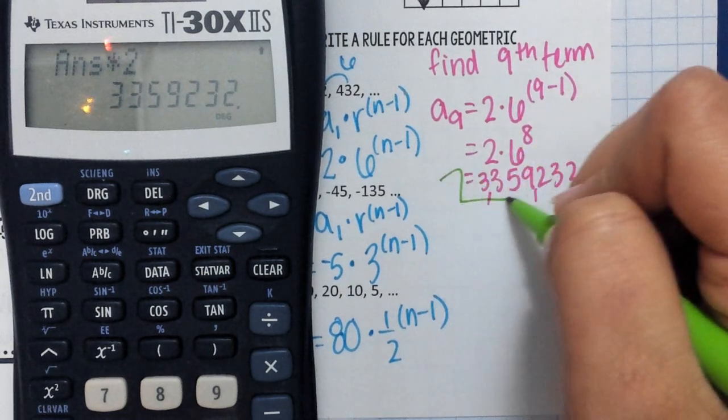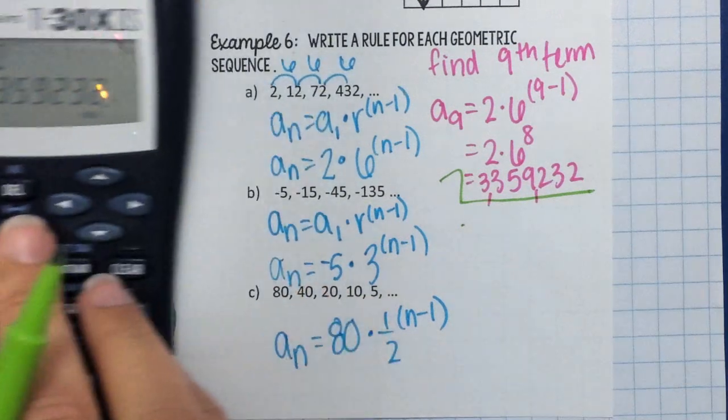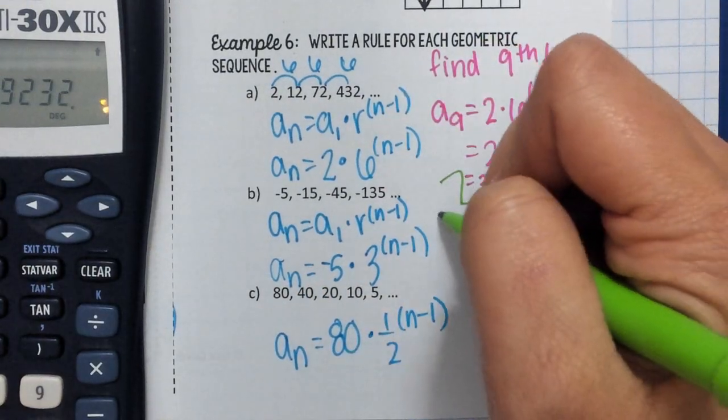Alright, so let's find the 7th term for B. I want you to find the 7th term for B.